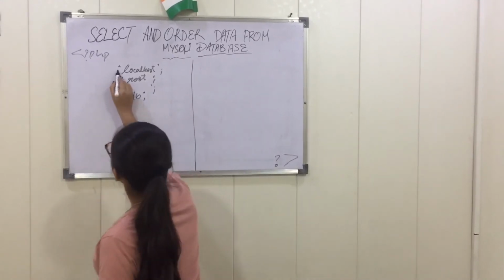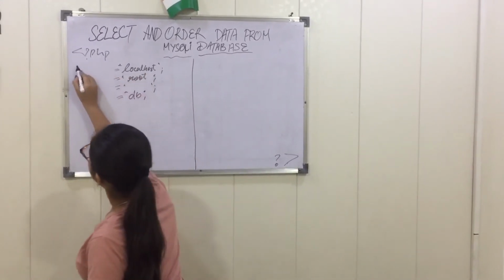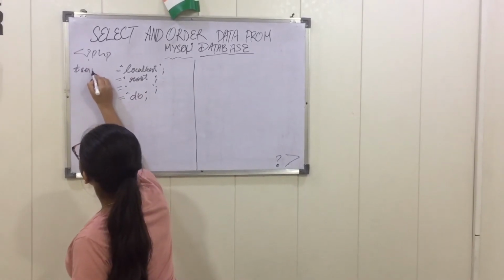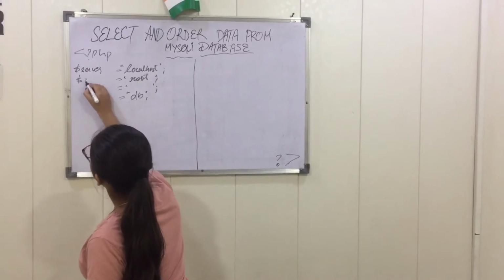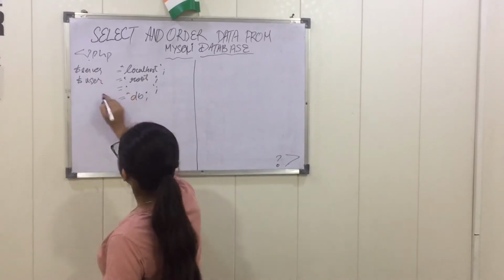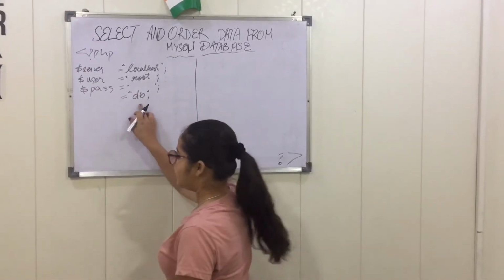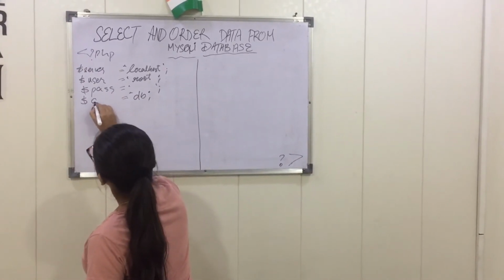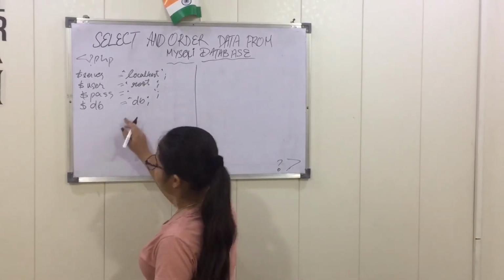So after that put these into variables. Localhost is the server, so we'll write here $server. Then root is the username, so I will write here $user. This is my password, so I will write here $pass, and this is my database, so I will write here $db. So after that we will join these to the connection.